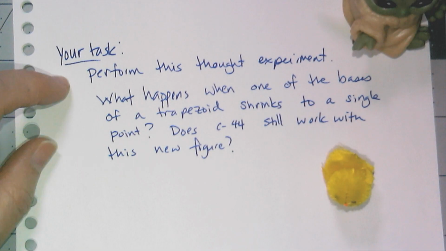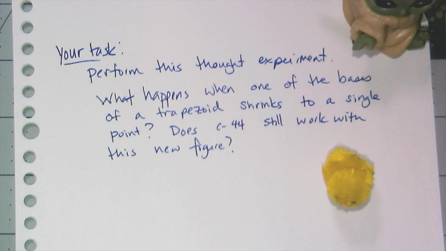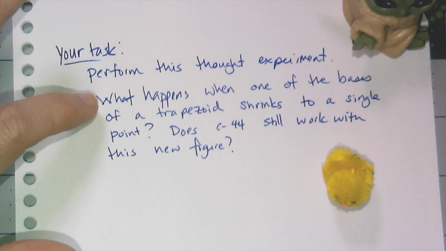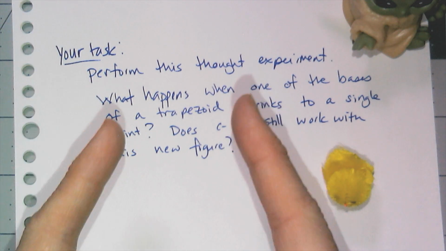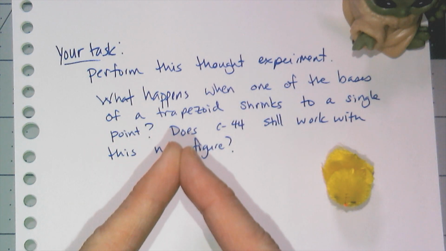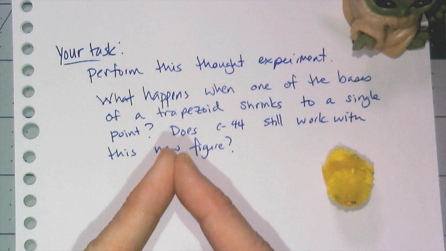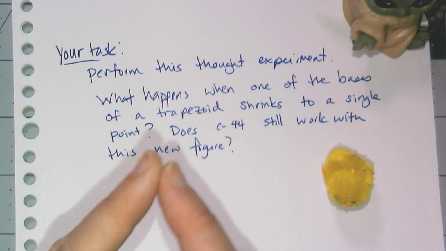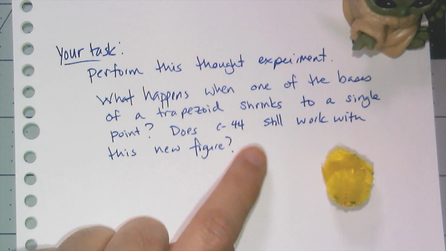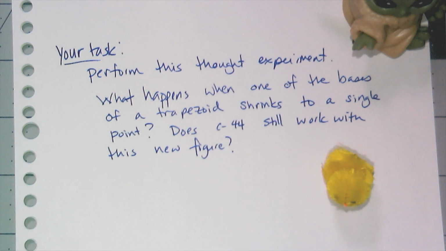Now I have a special task for you. It's a simple one. It's a thought experiment. And I want you to think about what happens when one of the bases of the trapezoids shrinks down to a single point. Okay, so think about what shape that creates. And the question is, does the conjecture C44, those properties, does it still hold with that new figure that's been created?